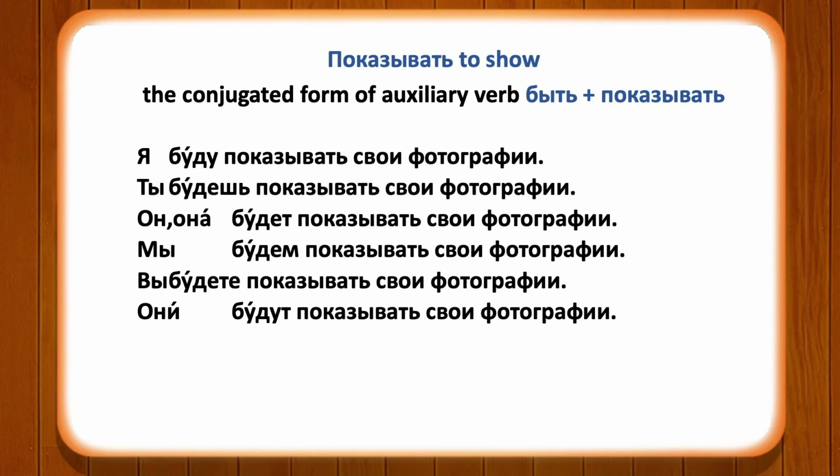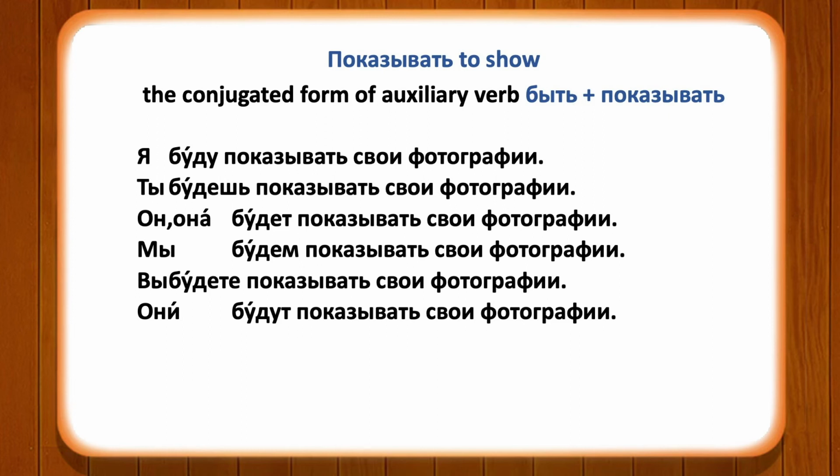Показывать. The next verb is показывать. It means to show. The conjugated form of the auxiliary verb быть will be followed by the infinitive form of the verb показывать to use this verb in future tense. Я буду показывать, ты будешь показывать, он будет показывать, мы будем показывать, вы будете показывать, они будут показывать.